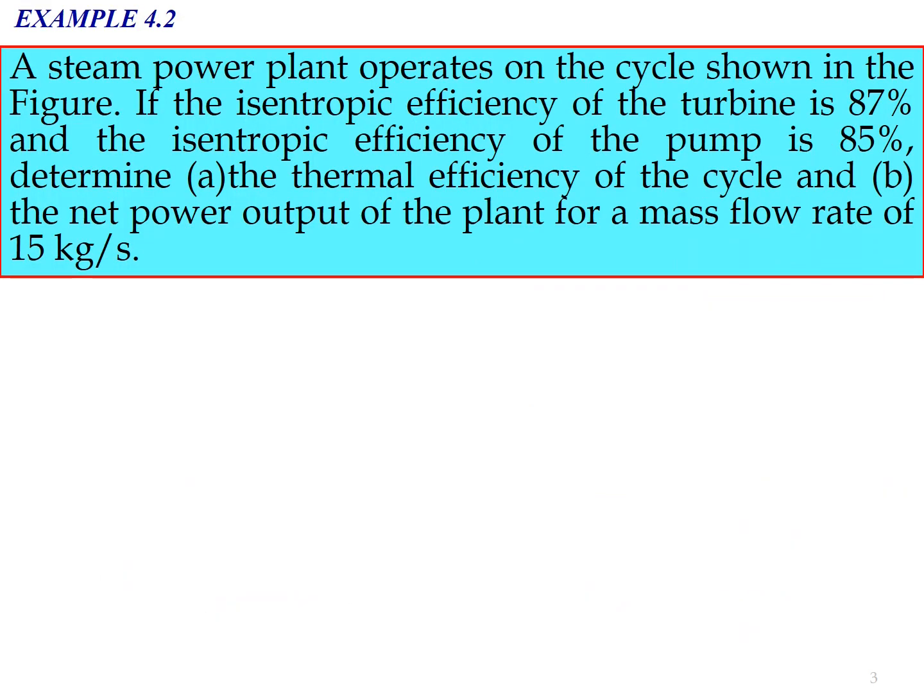Example 4.2, a steam power plant operates on the cycle shown in the figure. If the isentropic efficiency of the turbine is 87% and the isentropic efficiency of the pump is 85%, determine A, the thermal efficiency of the cycle, and B, the net power output of the plant for a mass flow rate of 15 kg per second.